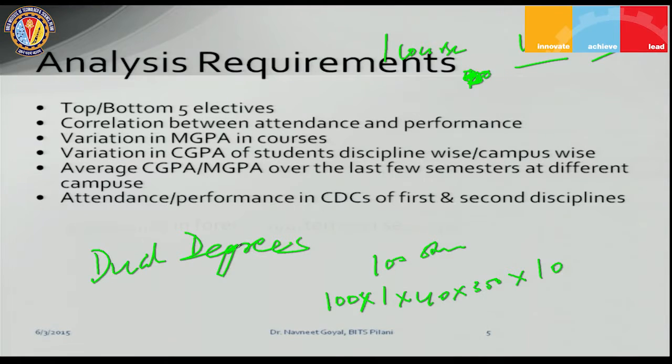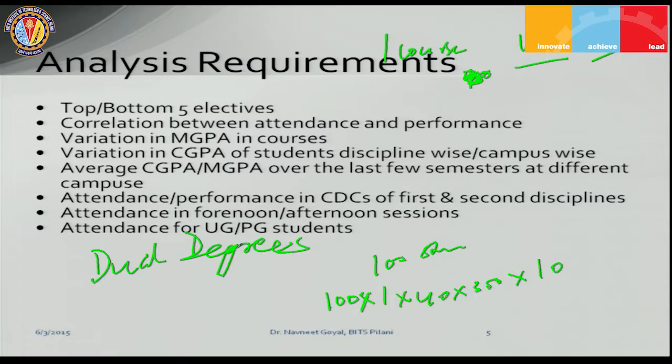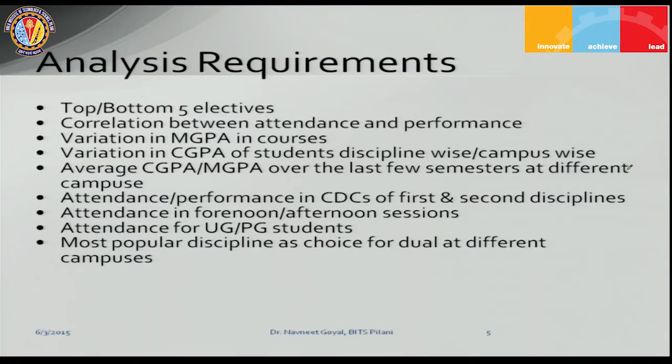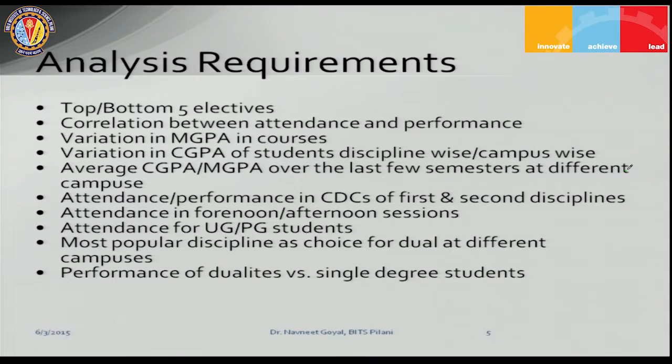So these are all the things that I wanted to know. Then I wanted to know whether attendance in forenoon or afternoon sessions is better, and the attendance of UG and PG students, whether UG students are more regular or PG students are more regular. And then the most popular discipline choice for dual degree at different campuses. So all these things I can analyze, right? This is the kind of analysis that I want to do from my warehouse. Performance of dualites versus single degree students: it is typically found that dual degree students are more hardworking.